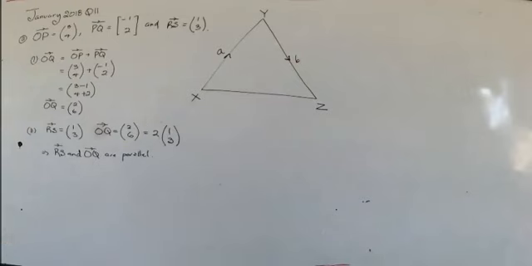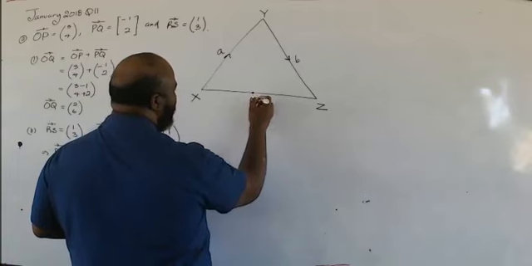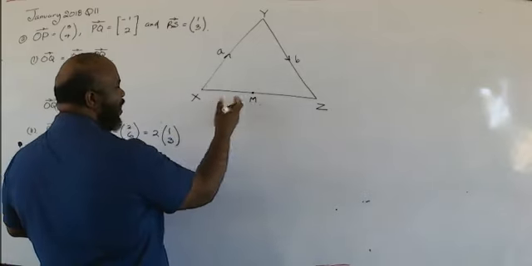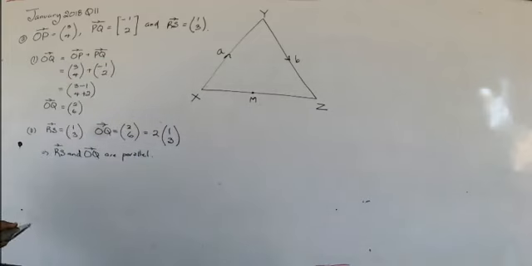M is the midpoint of XZ. M is the middle of XZ, so the two parts on either side of M are equal. Here's what we're asked to do: express the following vectors in the form a and b, simplifying your answer where possible.